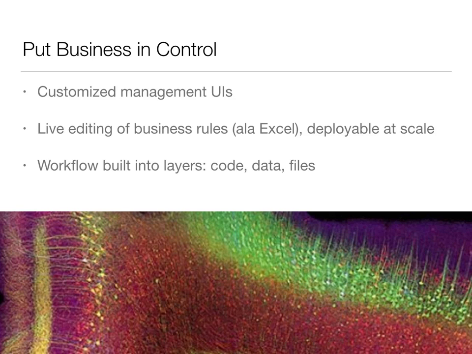And we put businesses more in control by giving them customized management UIs, so the right form is in front of the right person. And just like Excel, you have live editing of business rules. You can change them and see how they affect the application on the fly. But even though this pattern is at runtime, they're still deployable as compiled code at scale. And StrataCode's layers support great workflow that manages dependencies between code, data, and files.